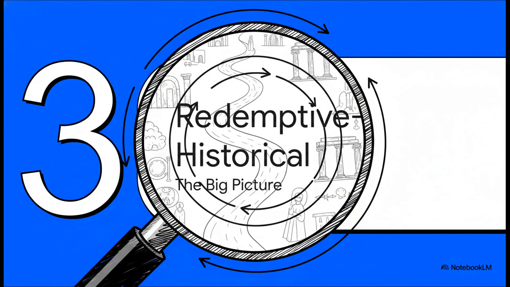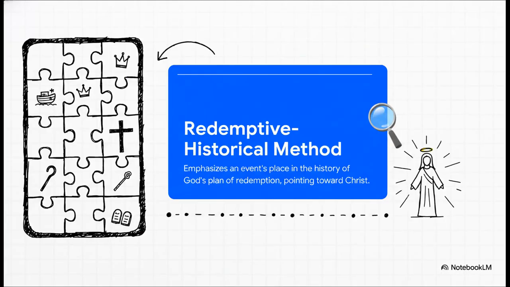And that brings us to the key alternative that Dr. Vannoy really champions. It's called the redemptive historical method, and, you guessed it, it's all about seeing the big picture. You see, this method asks a totally different question. It's not, what moral can I learn? It's, where does this story fit in God's giant, overarching plan of redemption? Every event is seen as a piece of a massive puzzle that ultimately points toward Christ.